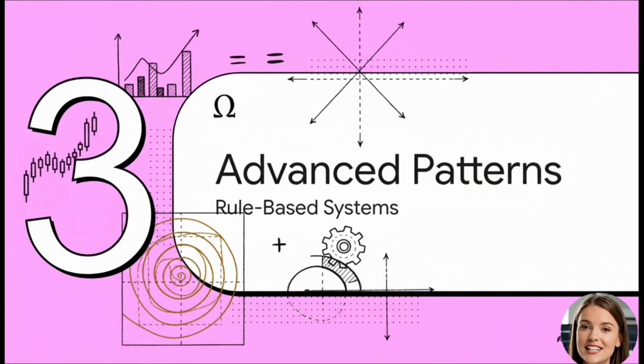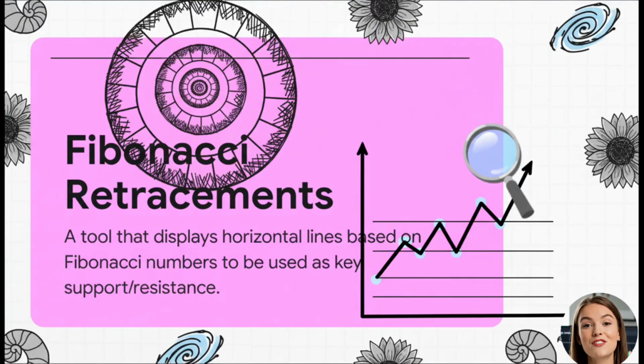Okay, let's level up. We're moving on to a more advanced section of the toolkit now. This next batch of tools is a bit more complex. They rely on really specific, rule-based systems and even mathematical relationships to forecast where the market might turn. The Fibonacci tool is a huge one in any trader's arsenal.